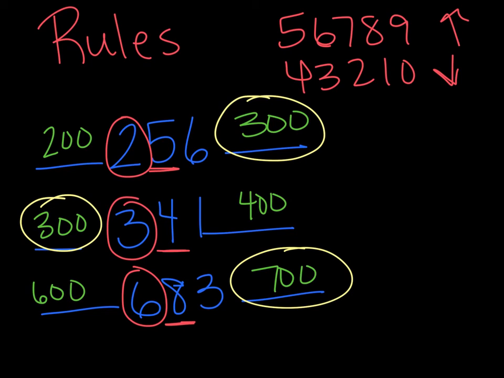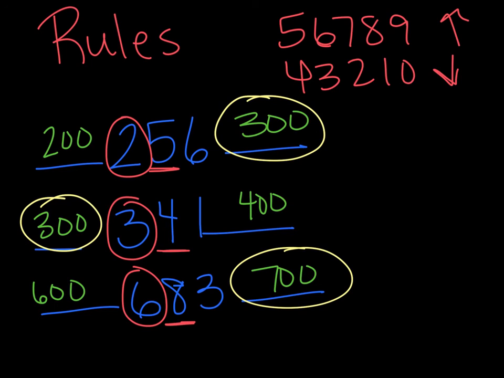Okay, so I have filled in all the answers. I filled in your benchmark numbers. So let's look at 256. The 5 is that rule where it's dead at the top of the hill, but mathematicians have told us that if it's a 5 or bigger, then it's going to go up to the next benchmark number. So 256 rounds to 300.